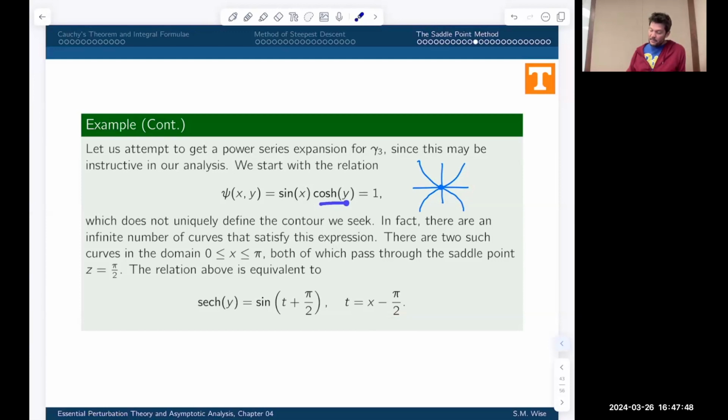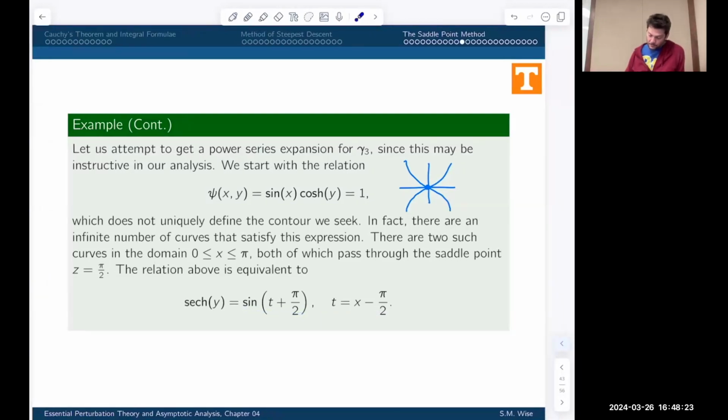And so once I divide by cosh, I get hyperbolic secant on the one side, sine x on the right-hand side, but I'm going to replace the x with t plus pi over 2. All right? So let's see what this does for us. Now, it turns out that we actually have power series expansions for y, and of course, for the hyperbolic secant in terms of y. And we can also generate very easily a power series expansion for the sine function in terms of t, right? No problem there.